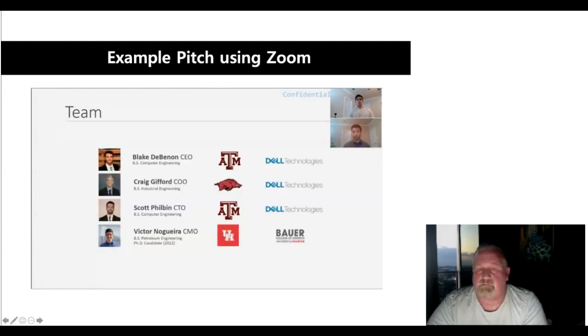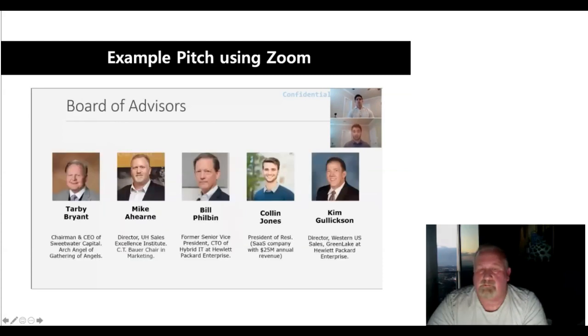Our team comprises a series of automation experts, including myself, Blake DeBinnon, Craig Gifford, our COO, Scott Philbin, our CTO, and Victor Noguera, our CMO. Each of us has extensive time in both software engineering as well as using automation at scale. Additionally, we are fortunate to have a very experienced board of advisors, including Tarby Bryant, Mike Ahern, Bill Philbin, Colin Jones, and Kim Gullickson.